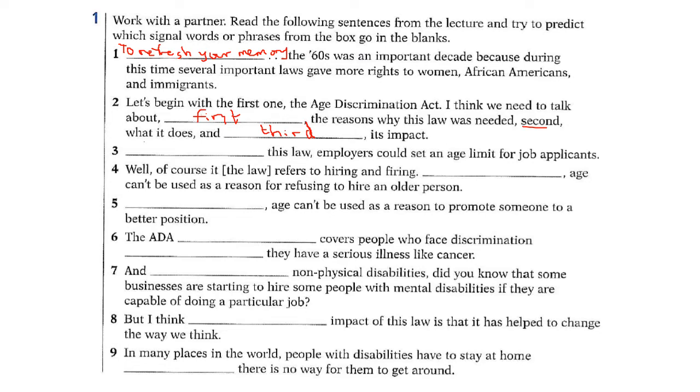For number 3, the answer is before. And this is showing the time order. Before this law, employers could set an age limit for job applicants, so they could limit the maximum age of the person applying for the job. For number 4, the answer is in other words. In other words means that they will say the same thing, but they will use different words. This might help you to understand the idea more clearly. Number 5, this should be familiar to you. It is in addition.